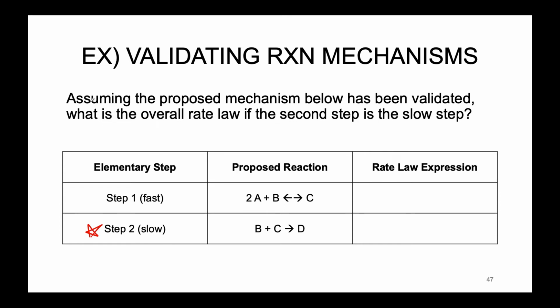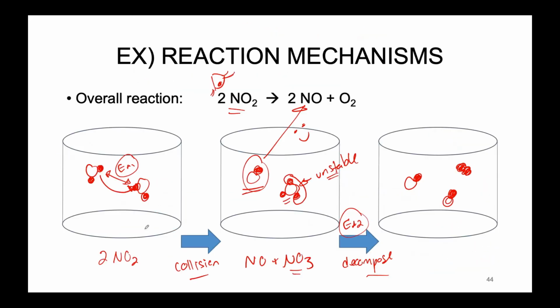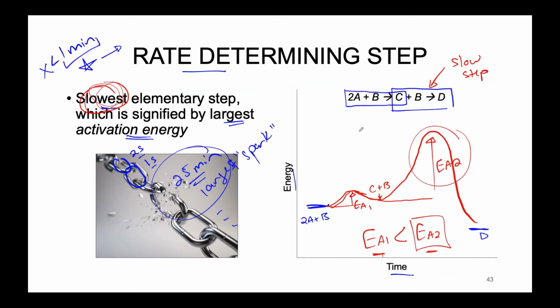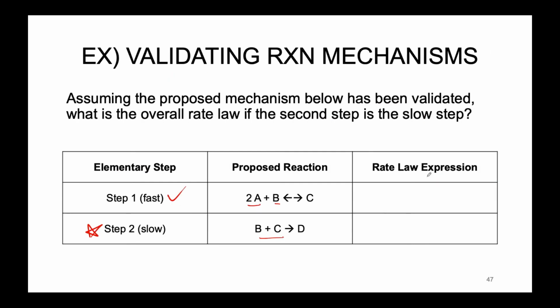So let's look at this, assuming the proposed mechanism below has been validated. So the overall reaction mechanism, let's say we're going back to that first hypothetical we looked at. We have two A's and a B coming together to make a C, and then a B and a C coming together to make a D. Let's say the first step was the fast step and step 2 is the slow step. If we go all the way back to that ideologically, we're going to be looking at this kind of scenario. The first step is very small. The second step is going to be very large in terms of an energetic requirement. Okay, so I'm going to move back forward here.